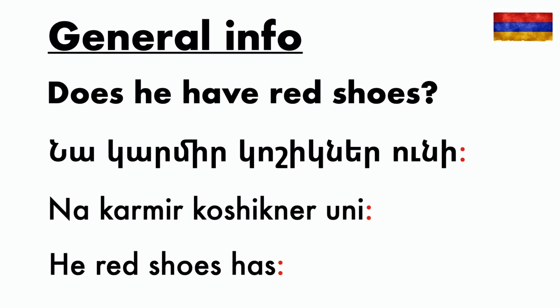First of all, I would like to show you how to form a generic question from a simple sentence without a question word. Let's have a look at the following example. Does he have red shoes? The Armenian version would be Na կարմիր կոշիկներ ունի. The word-by-word translation would be he red shoes has. Here you can see the colon at the end.